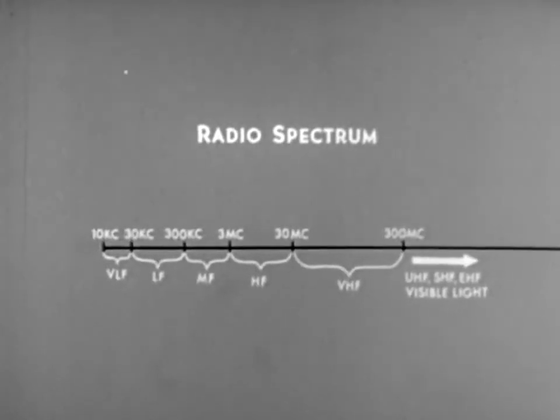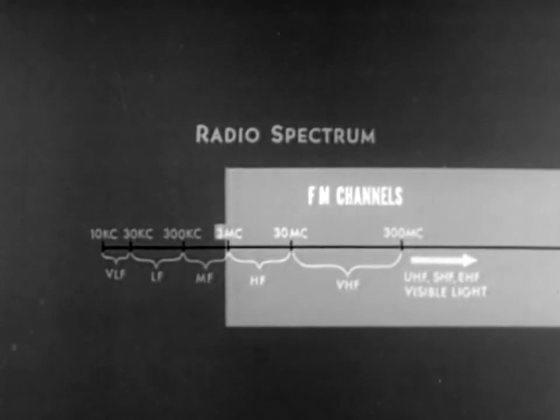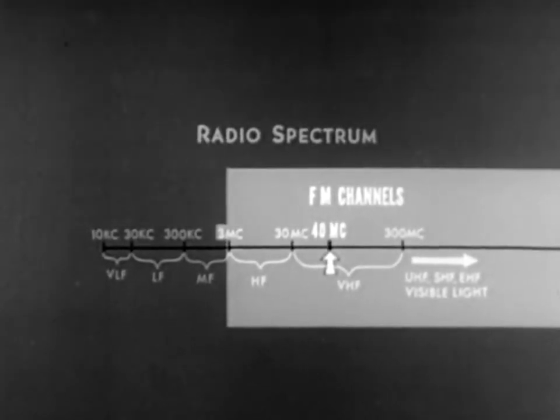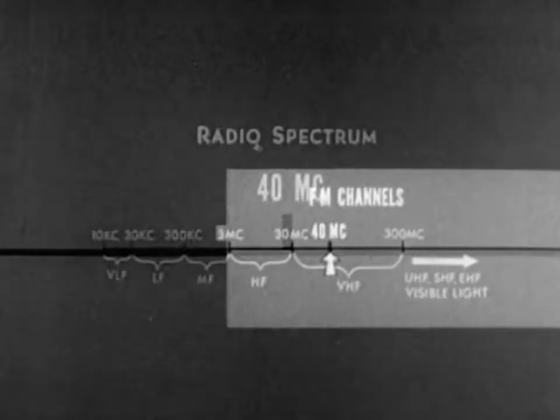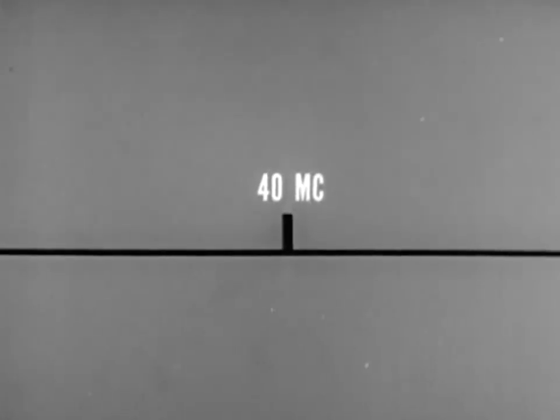Just where in the radio spectrum are FM channels assigned? The nature of FM normally requires a greater band width than with AM. Therefore, FM communication channels are normally assigned above the medium frequency band. A typical FM channel, 40 megacycles, would be located here. This is the rest frequency of the channel.